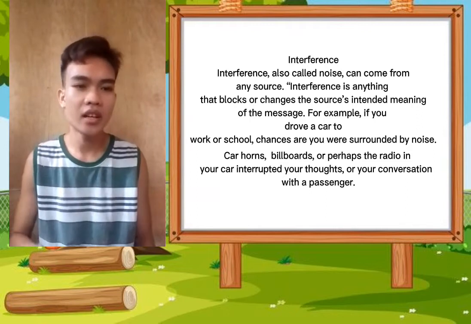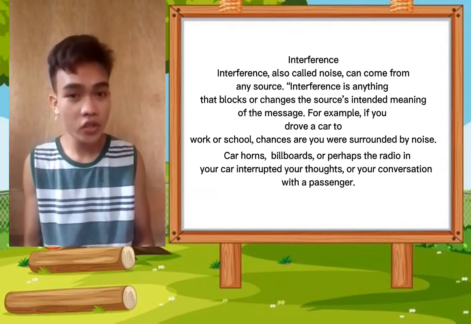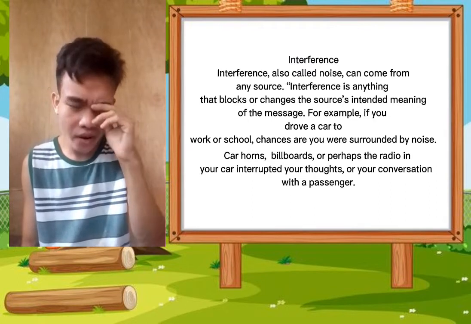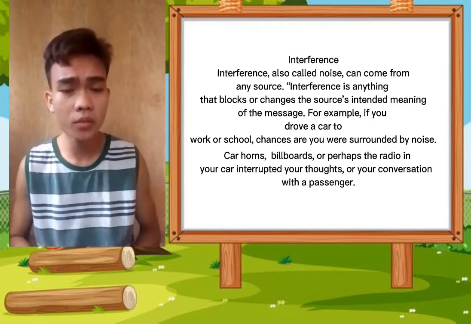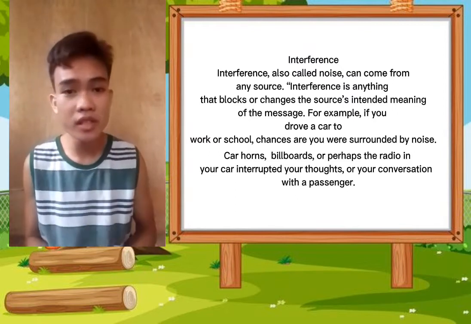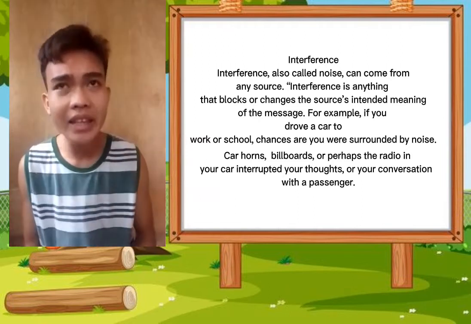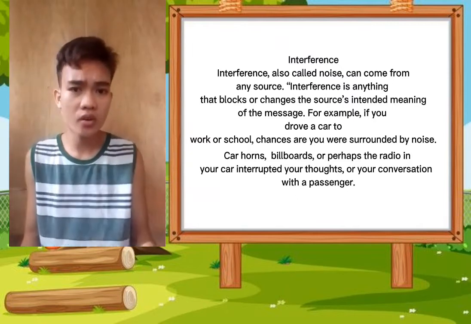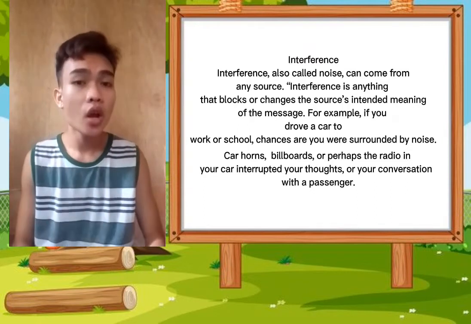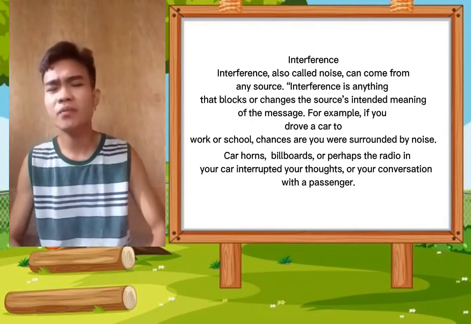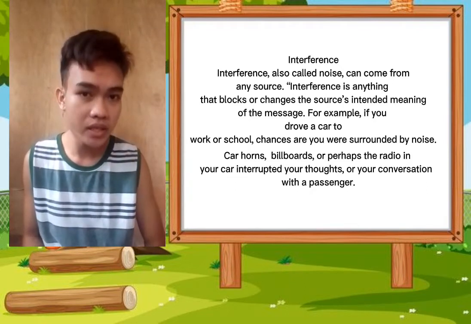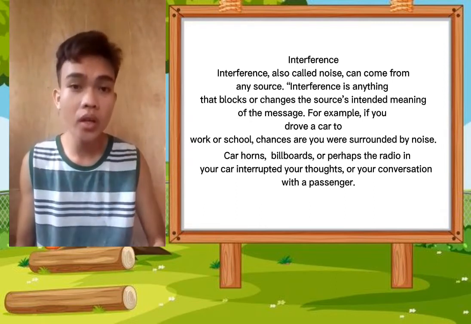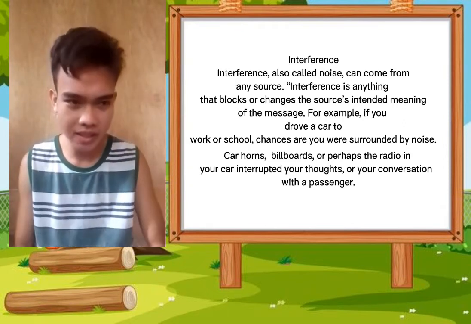Like for instance, interference, or the hindrance or barrier in the environment when we are communicating with someone. Like for instance, the noises around us. For example, you are taking a ride, then you are talking with your friend on your mobile phone. So the interference there, or the barrier to your communication, is the noise from the tricycles or from the vehicles around you. That is the interference that can affect your communication with a person that you are talking to.